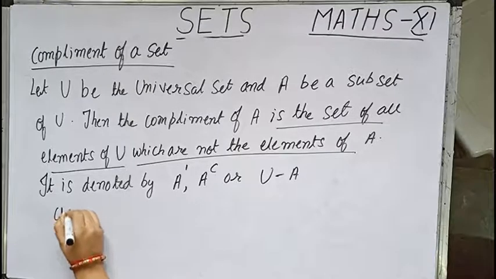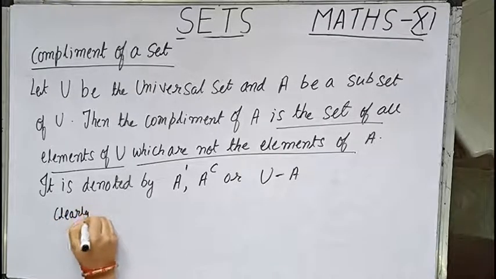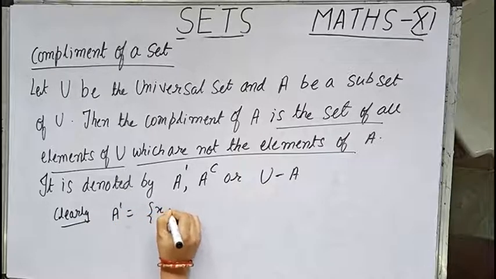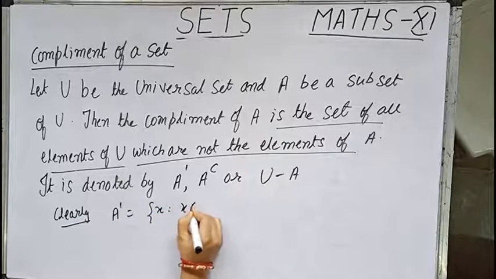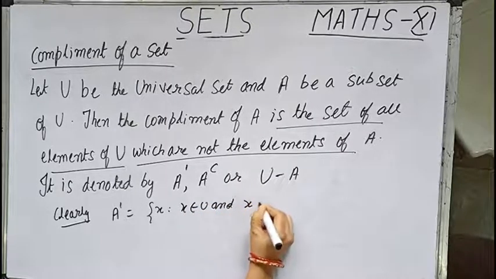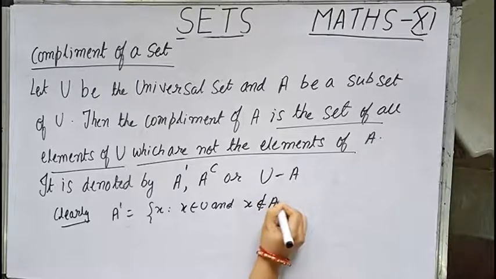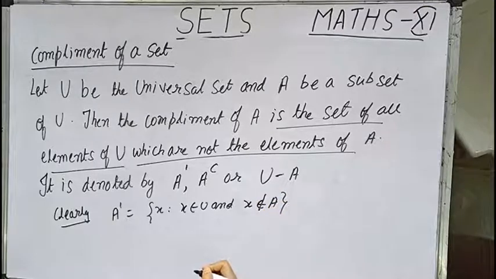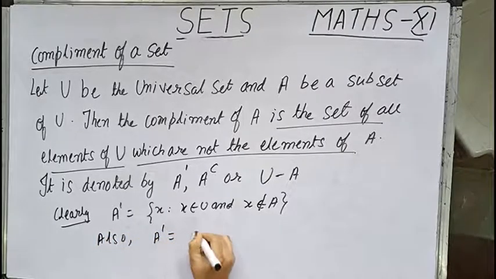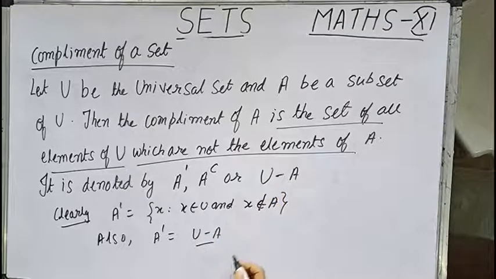Clearly, A complement equals the set of X such that X belongs to U and X does not belong to A. Also, we can write A complement equals U minus A as such.